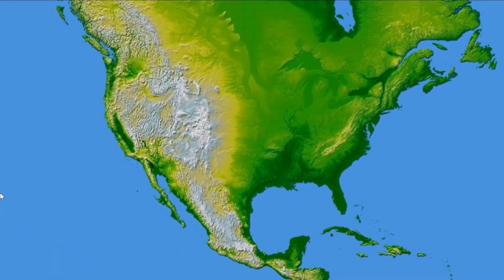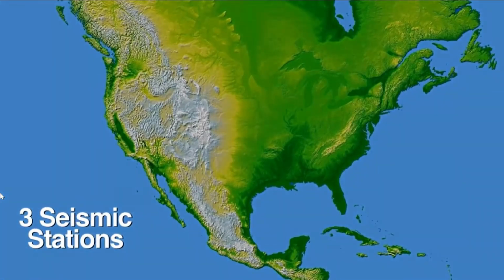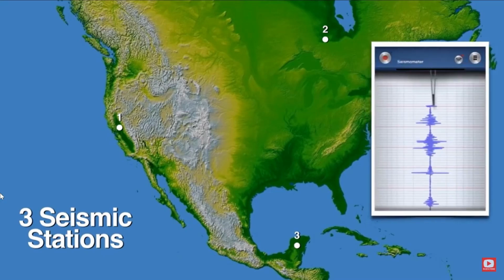First off, in order to pinpoint the epicenter, you need a minimum of 3 seismic stations. So let's pop a few of these seismic stations on the map. Let's say we have one here in California, one up here in Canada, and one down south here, labeled 1, 2, and 3. Now, these are locations where we have seismometers actively monitoring the shaking in the Earth's crust. Of course, we have seismic stations all over the world.